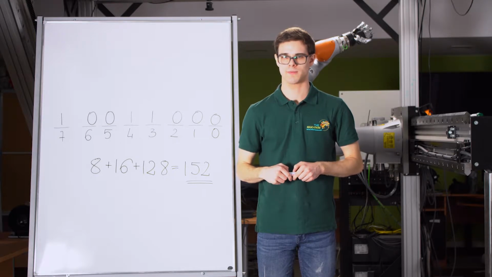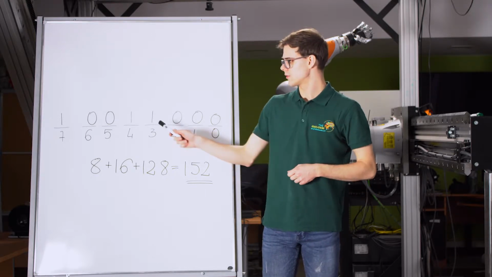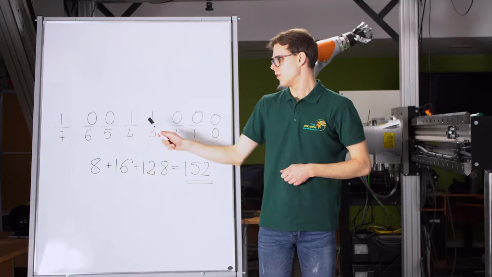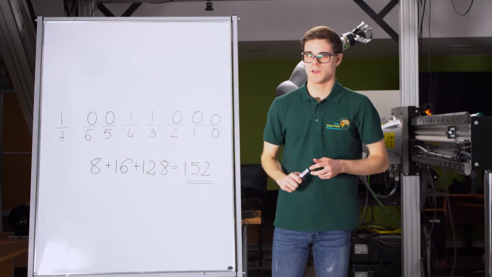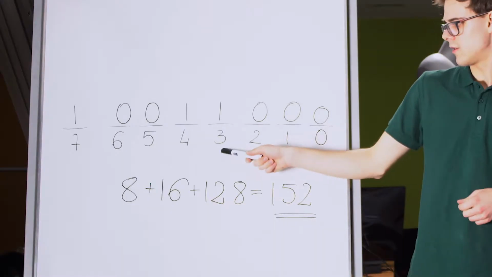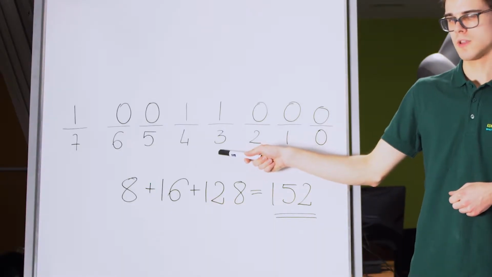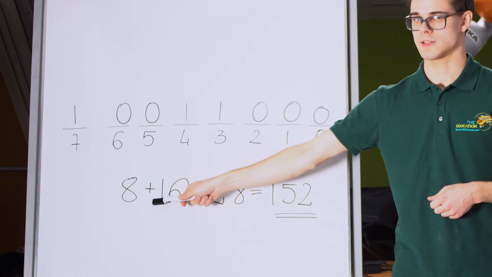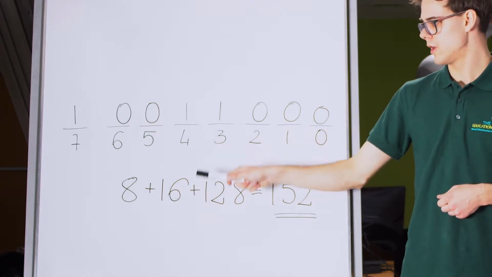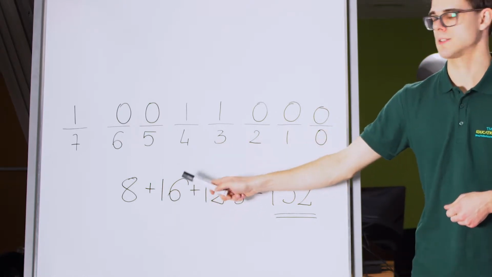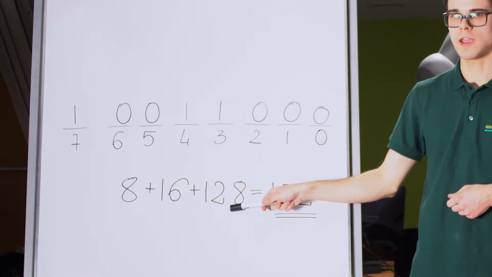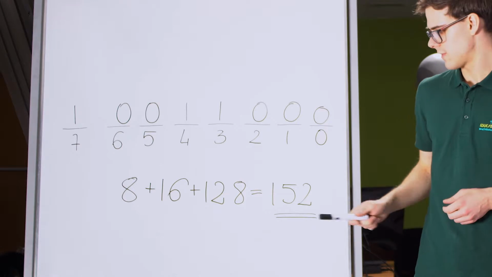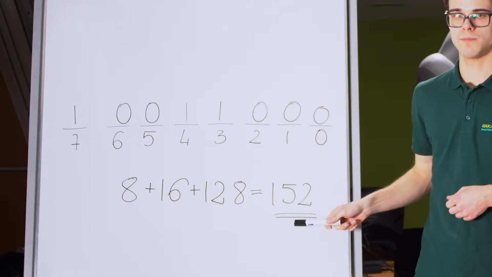Let's do another example. Here we've got only 3 ones, on the 4th, 5th and 8th bit. So, here 2 to the power of 3 gives 8, plus 2 to the power of 4 gives 16, plus 2 to the power of 7 gives 128, which altogether gives us 152.